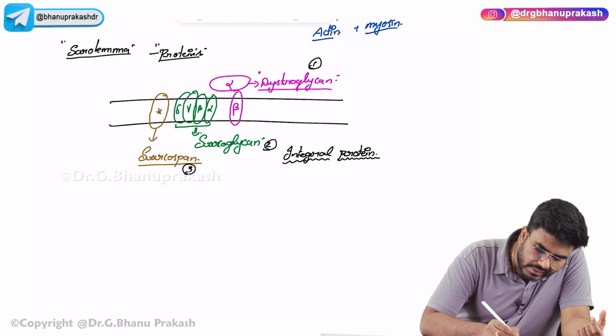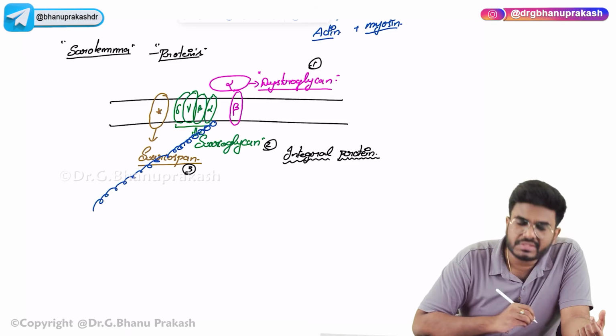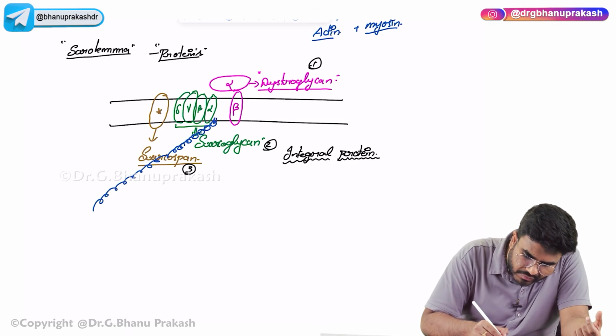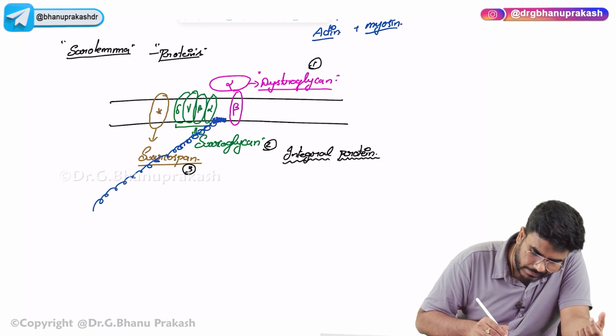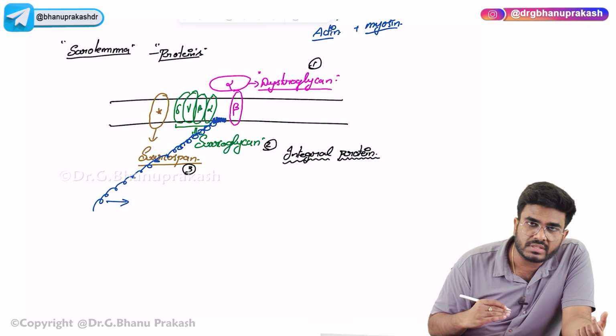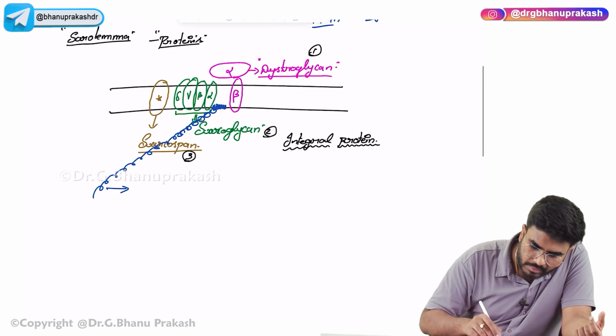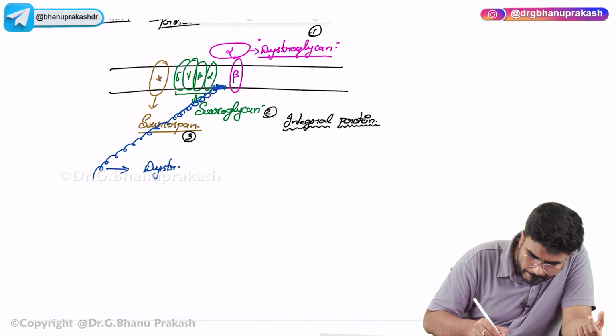There are also proteins which are present like this. Look here, this protein is attached to one side of the cell membrane, giving tensile strength to the cell membrane. This protein, attached only towards one side, that too the intracellular side of the cell membrane, which I have shown in blue color, is called dystrophin.